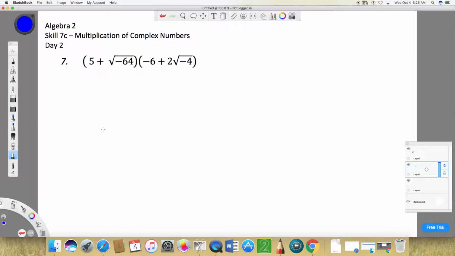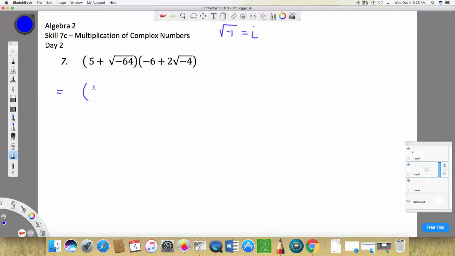Here they're asking us to simplify this product. We've got a binomial times a binomial, but we also have negative radicands. So we're working within the set of complex numbers, and we know that the square root of -1 is, by definition, this imaginary unit i. See, that's a number. Even though it looks like a variable, we treat it as a number.